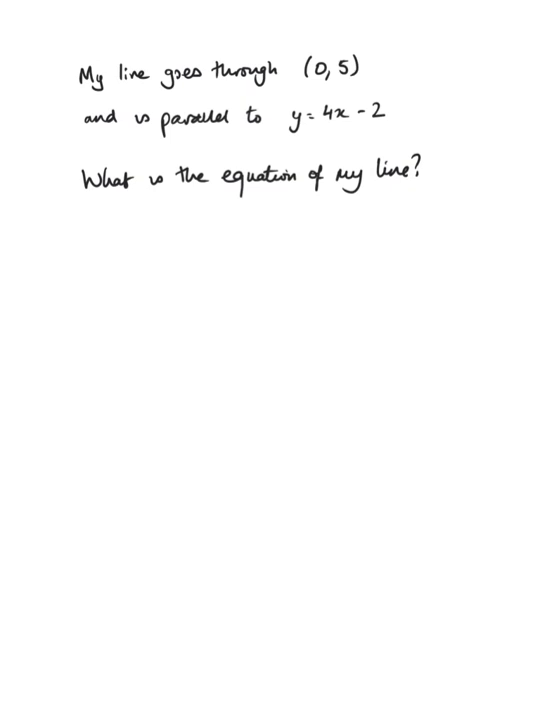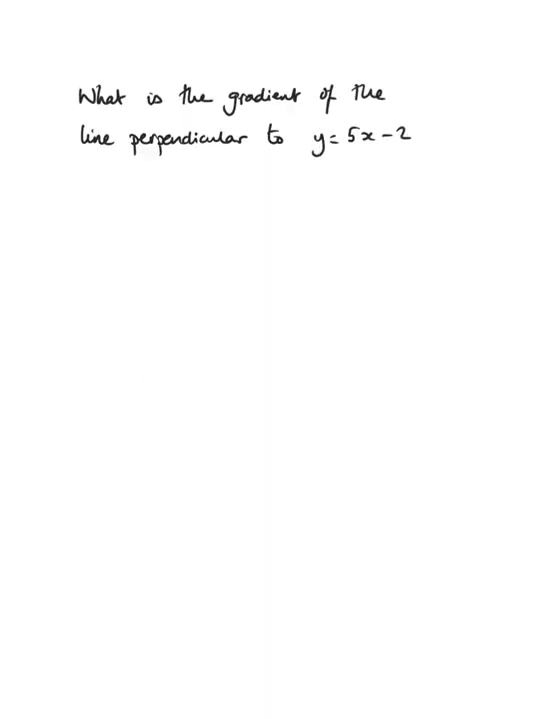Now we can get questions that look a bit like this. My line goes through 0, 5, so that's the y-intercept, and it's parallel to y equals 4x minus 2. I need to find the equation of my line. Well, if we think about y equals mx plus c, I know that c is 5 because it tells me it goes through 0, 5. I know that m is 4 because it's parallel to y equals 4x minus 2. Remember that 4 is the gradient, so y equals 4x plus 5.